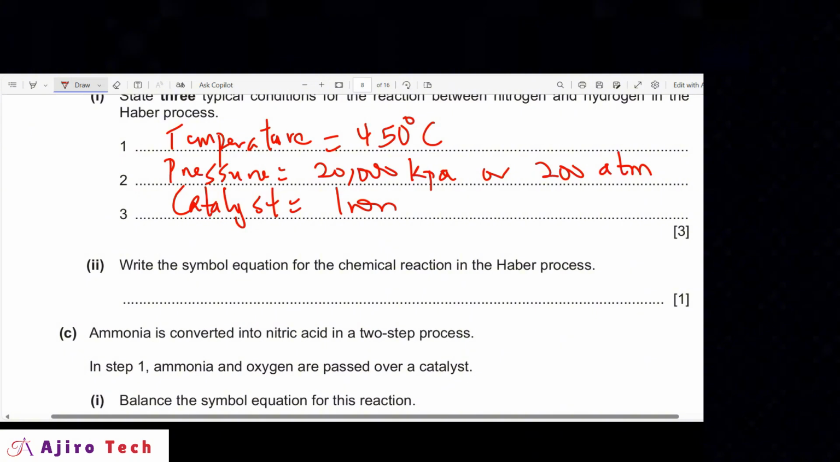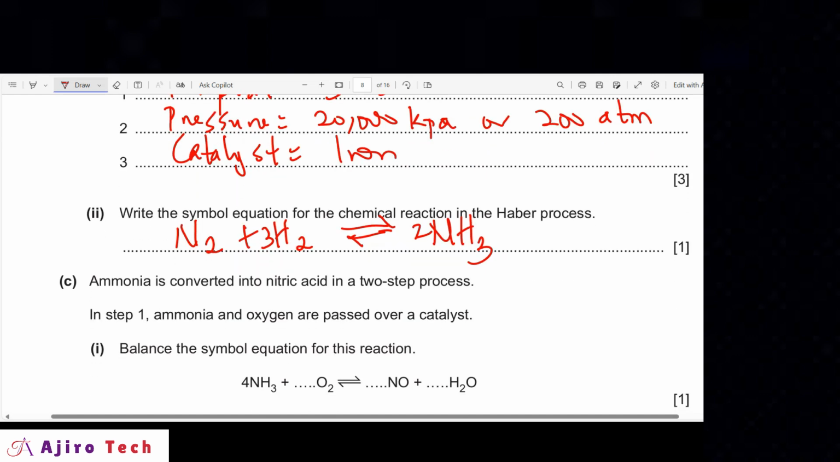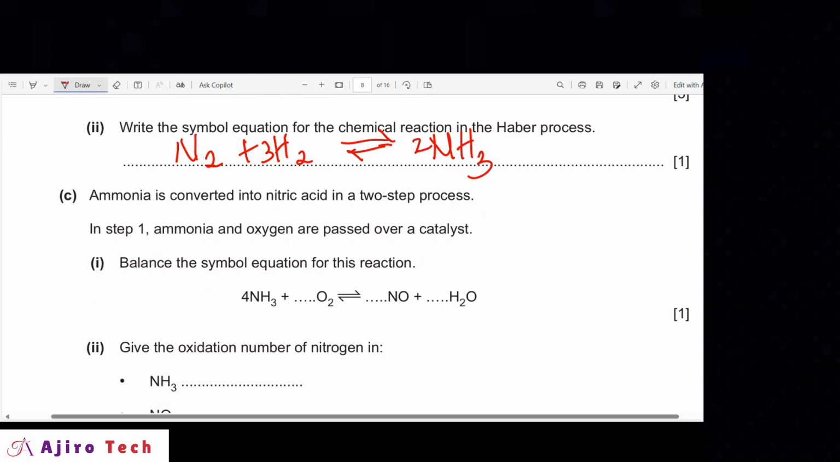Write the simple equation for the chemical reaction in the Haber process. Of course, you know it's nitrogen plus hydrogen. Now you need to be careful here. It has to be a reversible arrow. Do not use a one-directional arrow here. It's a reversible arrow, and then you have ammonia. So just one mark. Balance it by putting 2 here, and then a 3 here. So this is the equation for the production of ammonia.